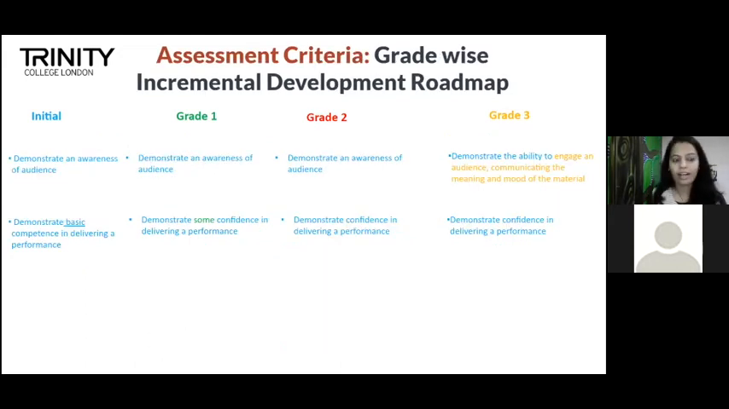A few more, as I was talking, is about the audience awareness and the level of confidence. So, an initial grader is to have basic confidence, a competence to just deliver their speech and not be very worried about the examiner sitting in the front, or the setting of the exam and things like that. At grade one level, you need to be a little more confident, some amount of confidence. And when it comes to grade two, you have to be confident. And same goes with grade three.